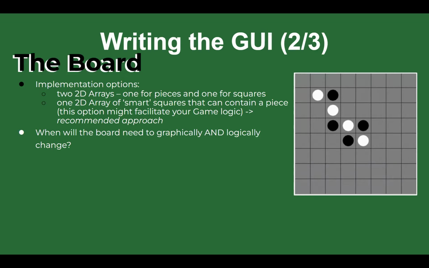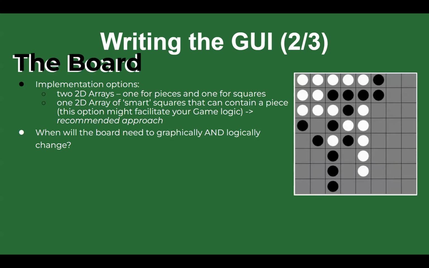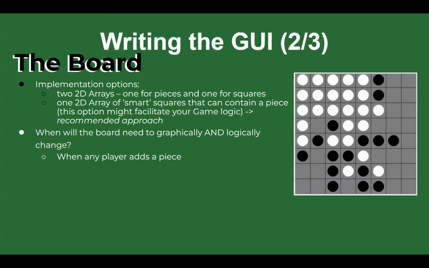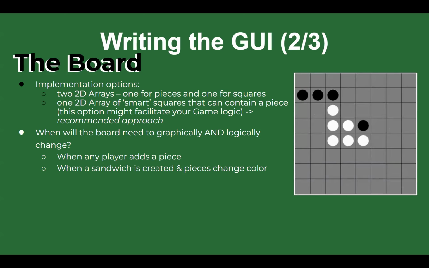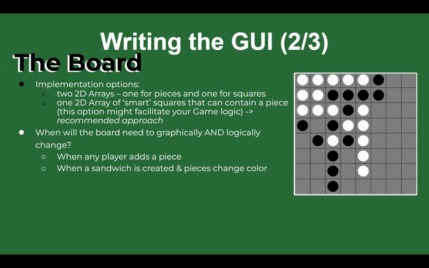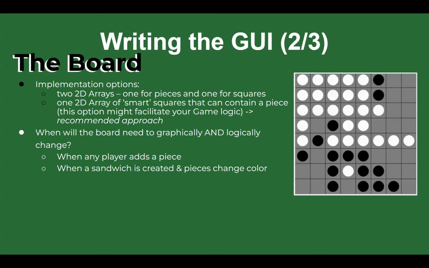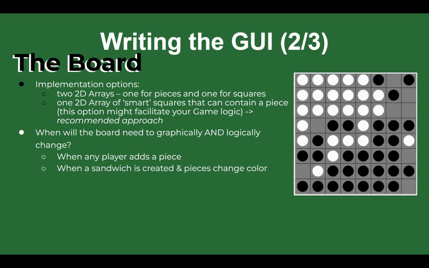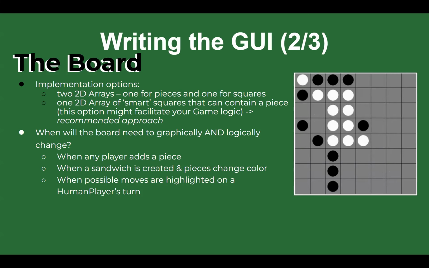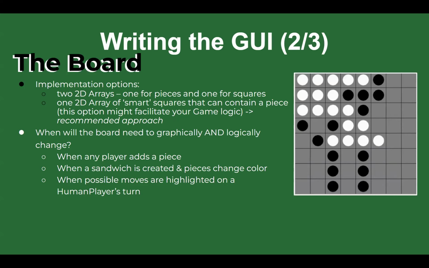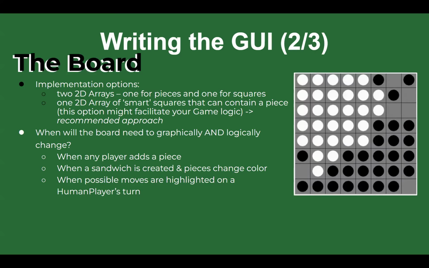So question, we're always talking about graphical versus logical. When will the board need to graphically and logically change? Well, the answer is when a player clicks or adds a piece, or when the pieces get sandwiched by the opposite color. And that means all the pieces that are in between those two colors need to flip to be the opposite of whatever they are. And then part of full functionality is highlighting which moves are allowed when it's a human player. So that's mainly a graphical change.